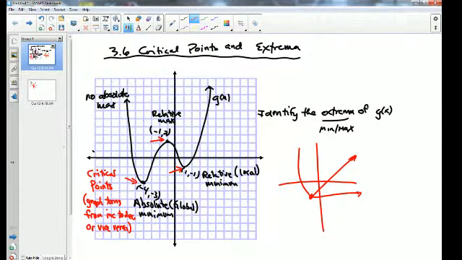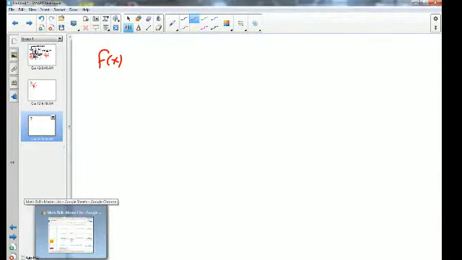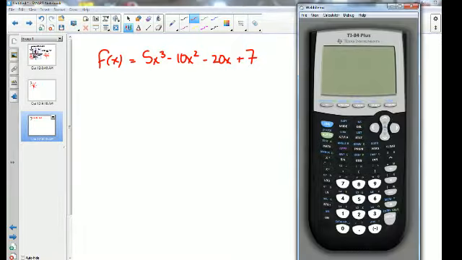So again, you might be given a graph, be able to identify those, right? What if you're given a function? Okay, let's go with something that you can put in your calculators here. Okay, put that in your calculators.